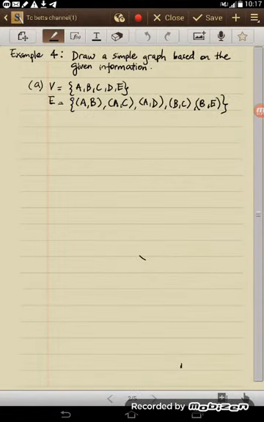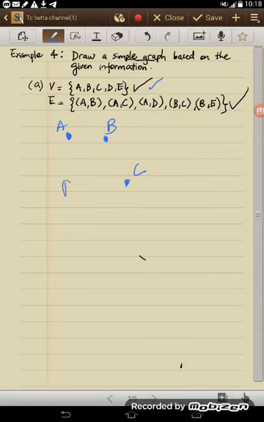This one you are asked to draw a simple graph, just based on the given information. So you are given the vertices and also the edges. So how do you do it? First you know that you have 5 vertices, 5 dots. So you write the dots first. Let's say this is A, B, can put anywhere, C, your D may be here, your E may be here.